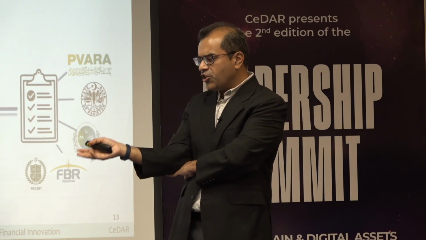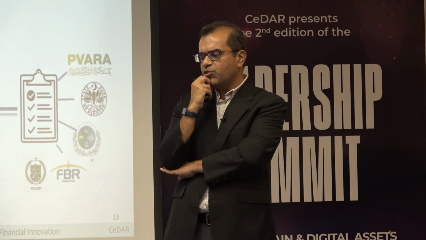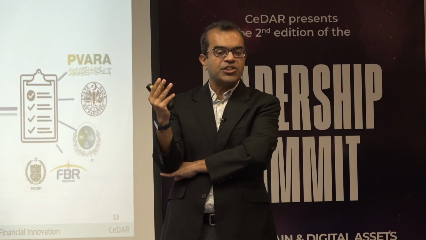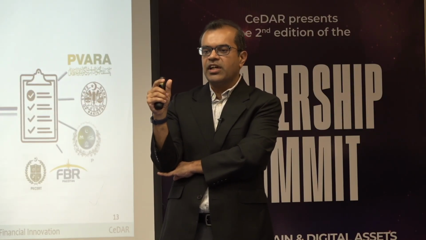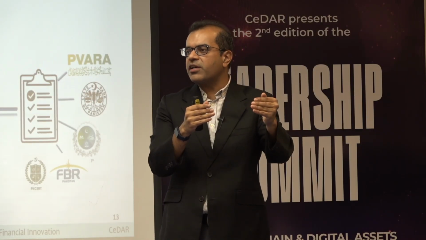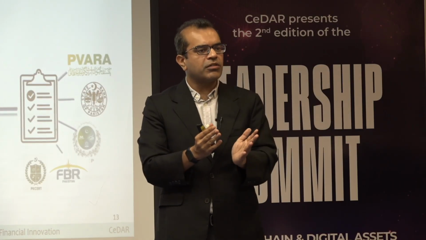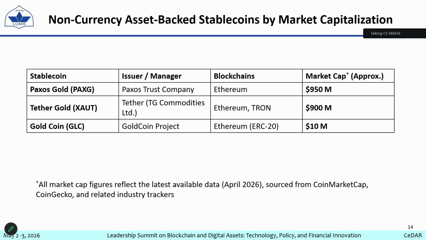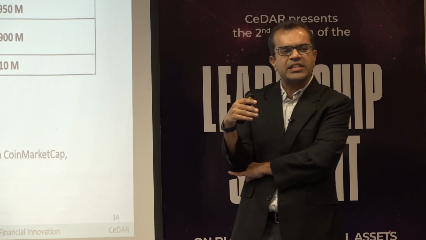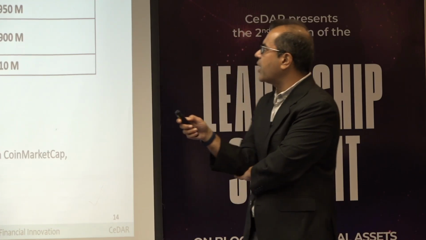This was also mentioned in the panel discussion, that when it comes to tokenization, there are a lot of challenges that exist. And that is why fiat currency backed stable coins make up the majority of the stable coin market that's out there. These are some of the non-currency backed stable coins: we have Paxos Gold, Tether Gold, and Gold Coin. We can see overall they are small in market size as compared to the fiat currency backed.